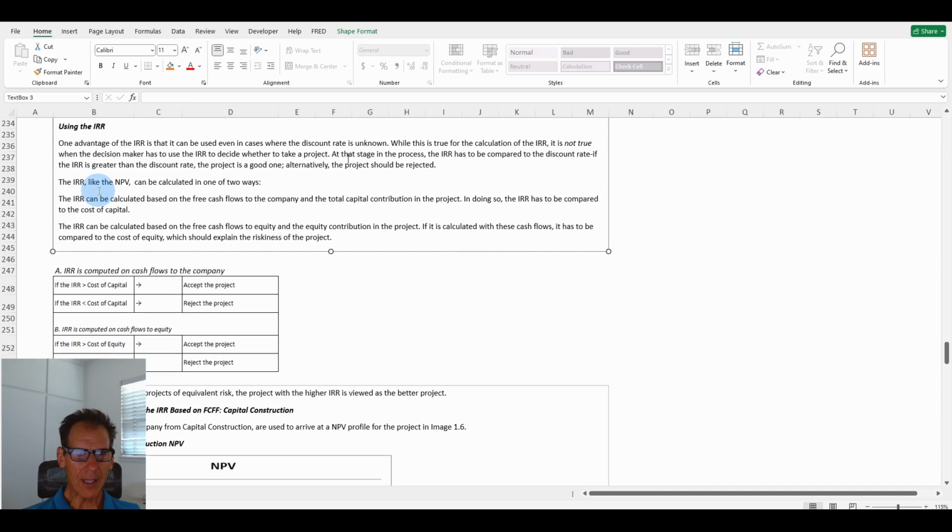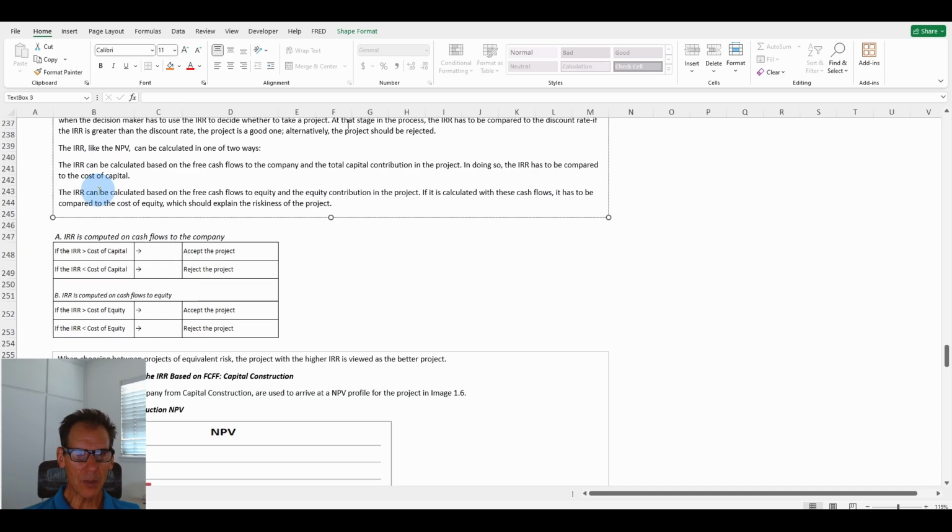The IRR, like the NPV, can be calculated in one of two ways. The IRR can be calculated based on the free cash flows to the company and the total capital contribution in the project. In doing so, the IRR has to be compared to the cost of capital. The IRR can be calculated based on the free cash flow to equity and the equity contribution in the project. If it is calculated with these cash flows, it has to be compared to the cost of equity, which should explain the riskiness of the project.